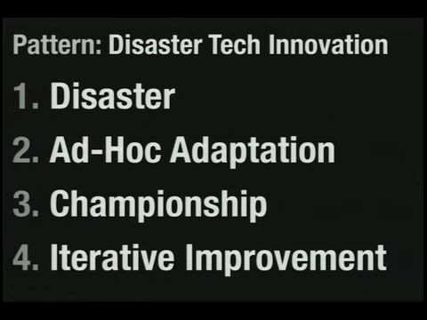There's a disaster, be it Katrina or the San Diego wildfires or the tsunamis. In the disaster, there tends to be ad hoc adaptation. So people are going to take the tools and resources that they have at hand. They're going to make them work in order to do what they need to do in order to survive and recover in the disaster. The way to get things done is, after that event, champions need to emerge who will take what was learned from the disaster and improve it iteratively in order to distribute that broadly throughout the community.